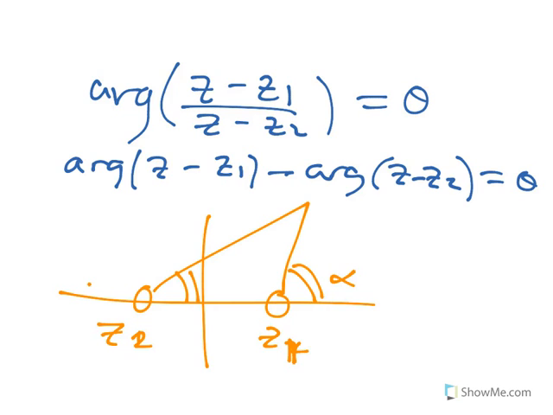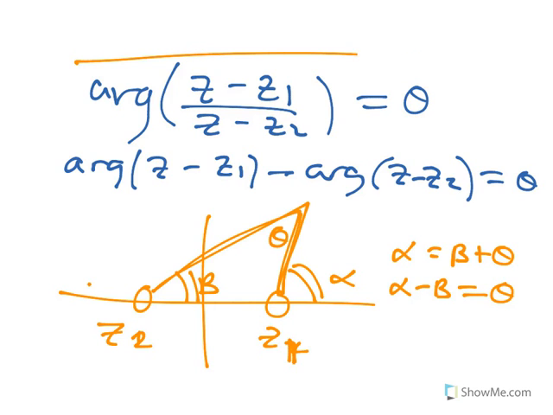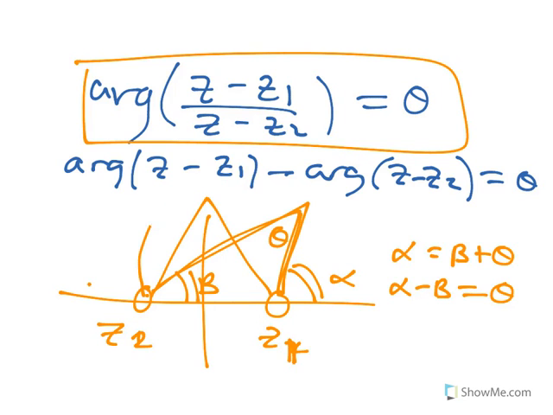So say that was alpha and that was beta. That angle there would be theta, because if you look at the exterior angle of a triangle, alpha equals beta plus theta. So alpha minus beta equals theta. So you've got to look at that as the form. When that angle is moving, it'll always lie on a circular arc.